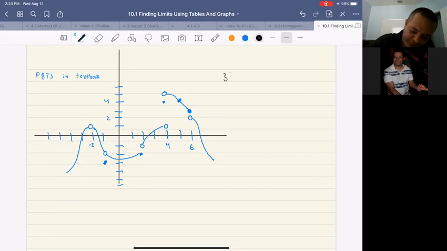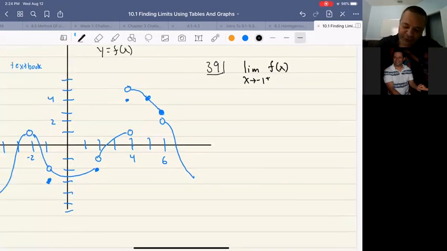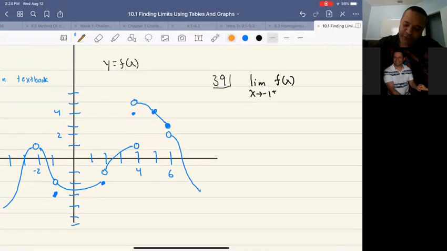So 39. This is supposed to be y equals f of x. And 39 asks us to analyze the limit, and this is what it's written as. It says limit as x approaches -1, and there's a little positive sign here, of f of x. Okay, so let me zoom in a little bit. So limit as x approaches -1.